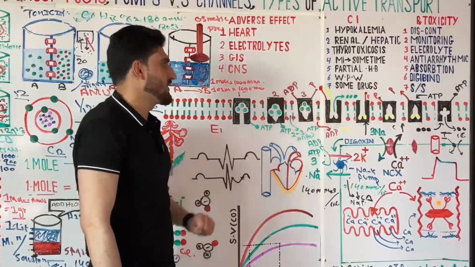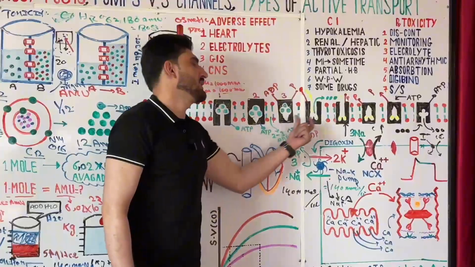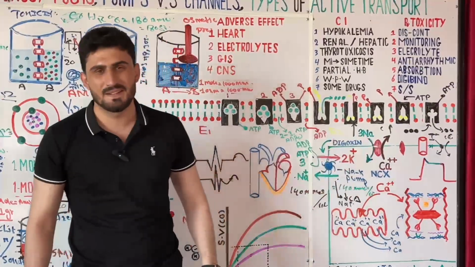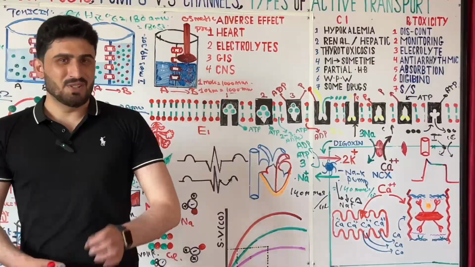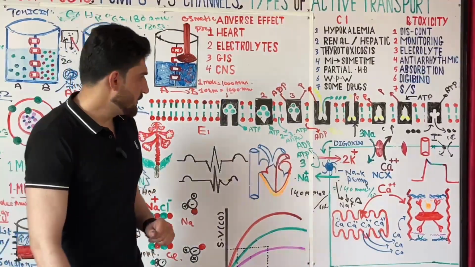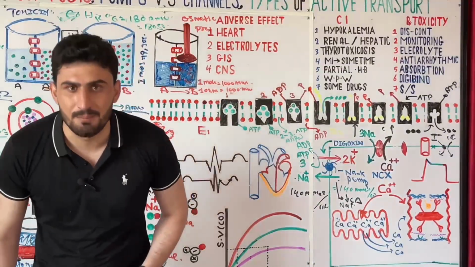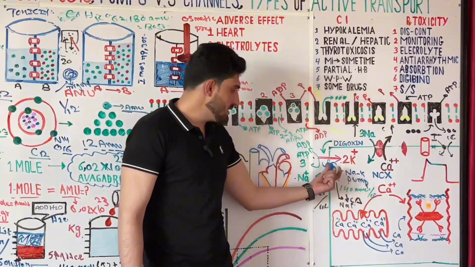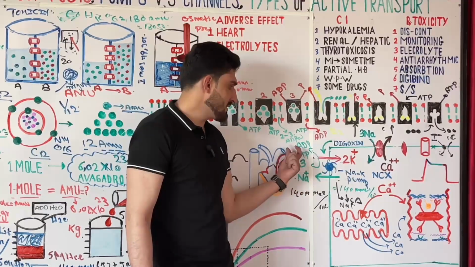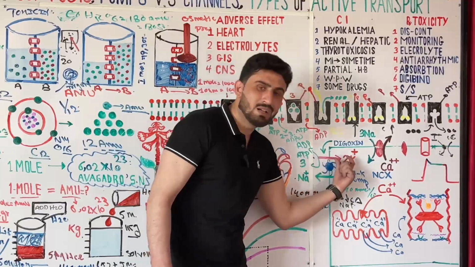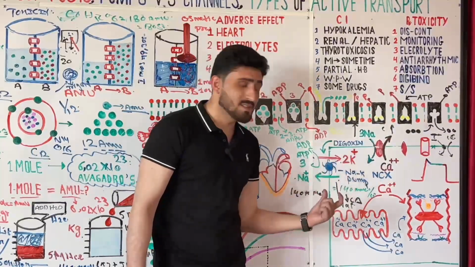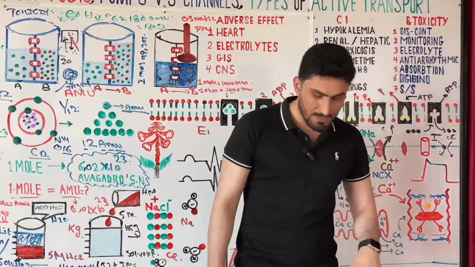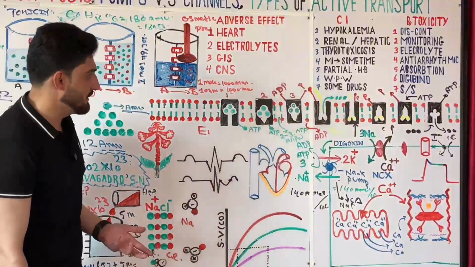So now let me talk about the structure and function of this sodium potassium pump, or this sodium potassium ATPase. First of all, why is this called the sodium potassium pump? Because it pumps 3 sodiums from the inside of the cell to the outside of the cell, and 2 potassiums from the outside of the cell to the inside of the cell. That's why this is called the sodium potassium pump. And this is also called sodium potassium ATPase.